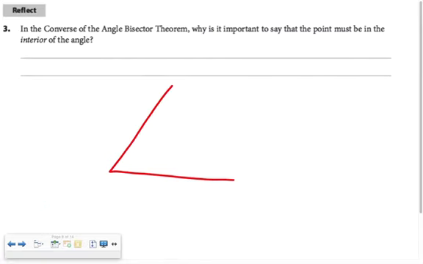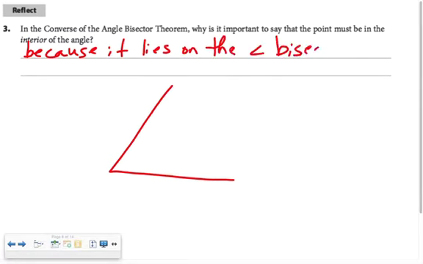Okay, so why is it important to say that the point must be in the interior of the angle? Because it lies on the angle bisector, which is in the interior of the angle.